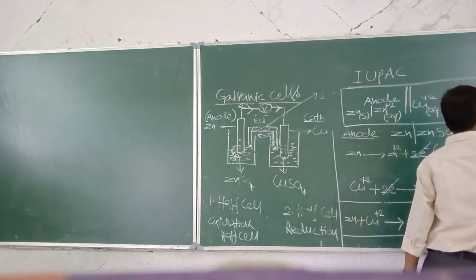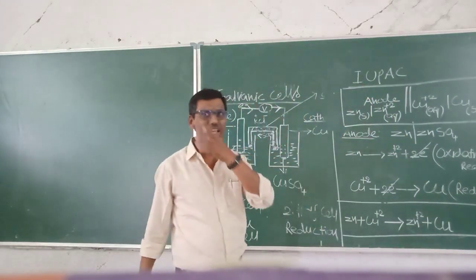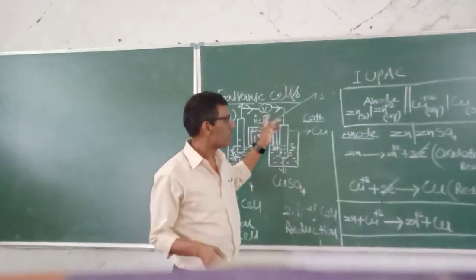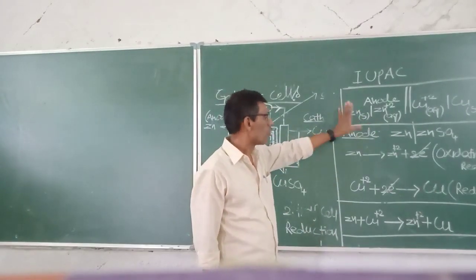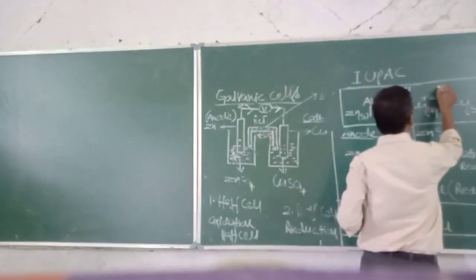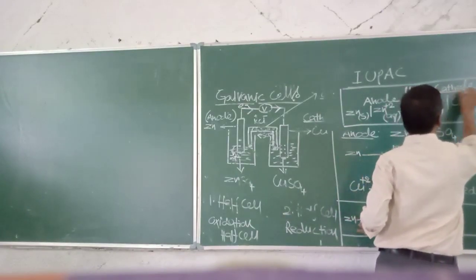This is the cell notation given by IUPAC. Anywhere you go around the world, a galvanic chemical cell should be represented by this form only. That is, the anode we have to write on the left side, and the cathode on the right side.